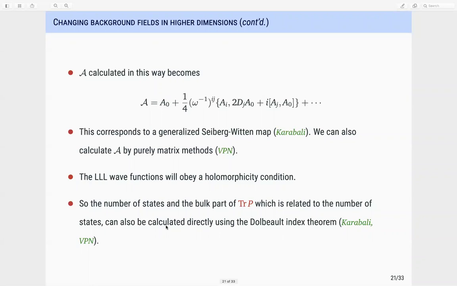Remember, the lowest Landau level wave functions must obey some holomorphicity condition. So they are in the kernel of some anti-holomorphic operator. Now, how do we count this number of wave functions we have? There is an index theorem for that. The index theorem is naturally, because I'm looking at the kernel of an antiholomorphic derivative, the Dolbeault index. So I can calculate the number of states, the bulk part of trace B, etc., by relating it to the Dolbeault index theorem. In particular, the index density is like a charge density or the occupation density for the problem. So it is in fact the sum of U star U.